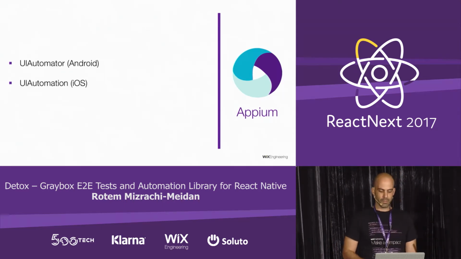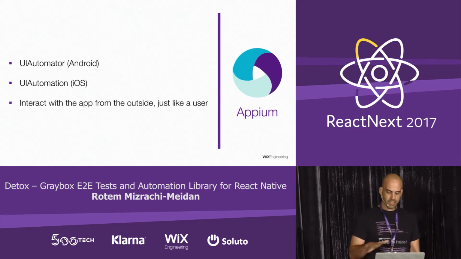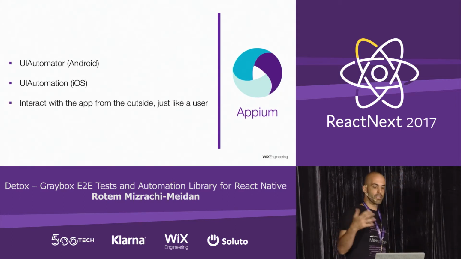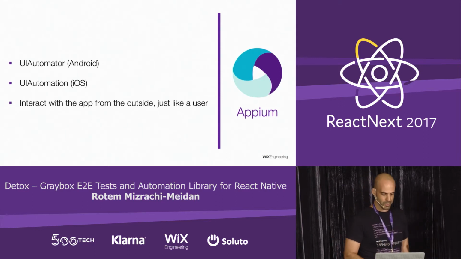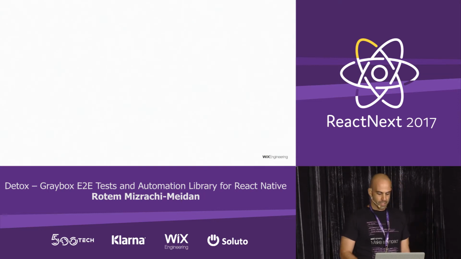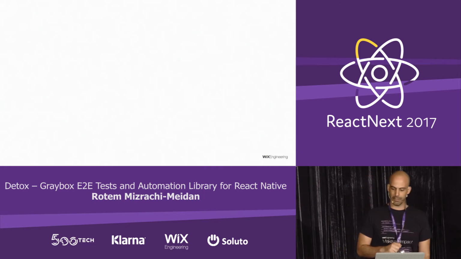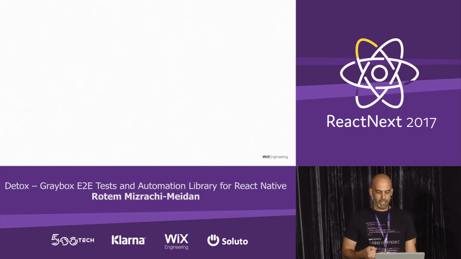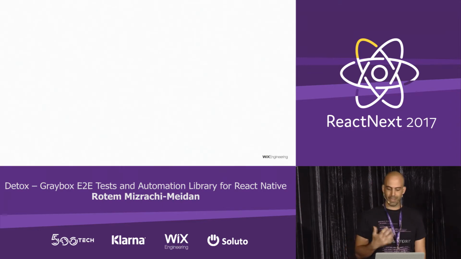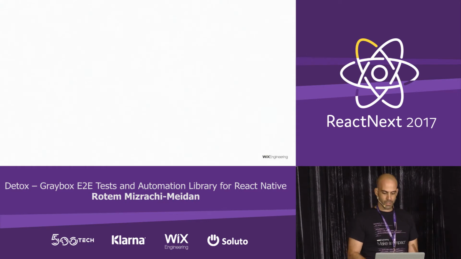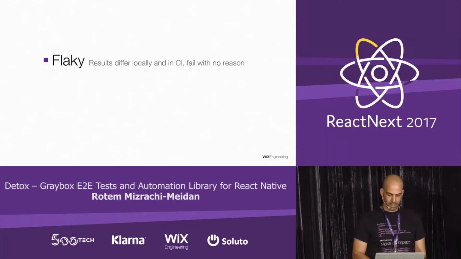So the internals of Appium, its driver, is implementing UI Automator for Android and UI Automation for iOS, which are essentially external ways to interact with the device, just like a user. They're not really interacting with the app, just with the device. So we used Appium for 2 years in general, and for 2 months with React Native. And we found that we invested a lot of time writing tests and babysitting the CI system rather than actually writing features. So we found that E2E is really, really hard.